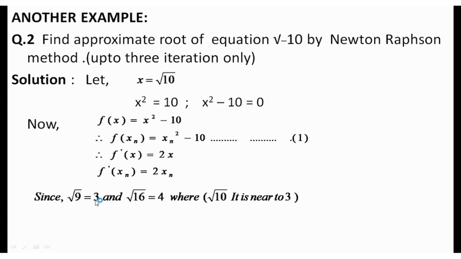Since root 9 is 3 and root 16 is 4, root 10 is near to 3. It is not the equation given to us, so we need to get the values of the nearest point. So take initial root x0 is equals to 3, as root 9 is near to root 10.